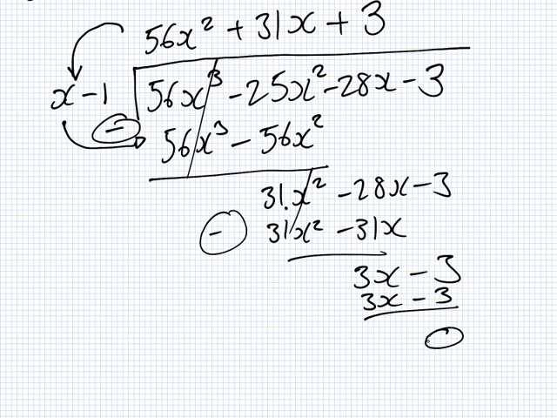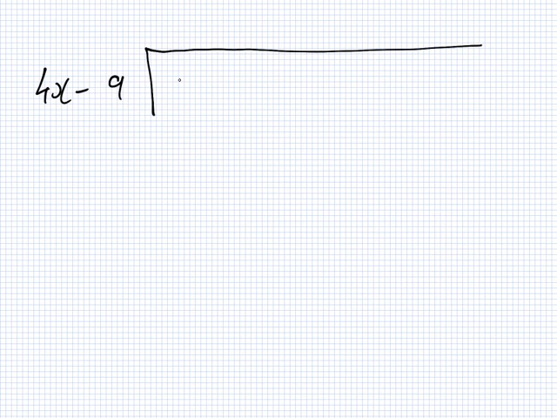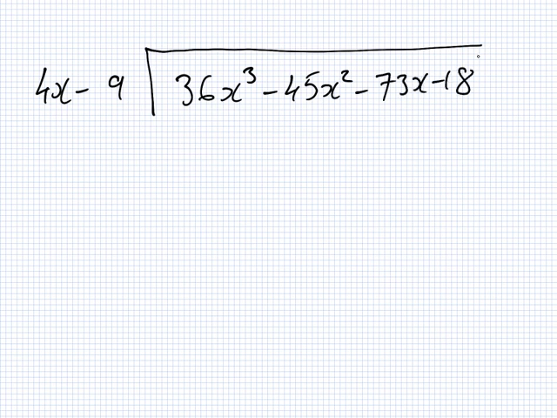Let's do another one. Can I scroll down? Yeah. Okay. Let's say now 4x minus 9 divided into 36x cubed minus 45x squared minus 73x minus 18.